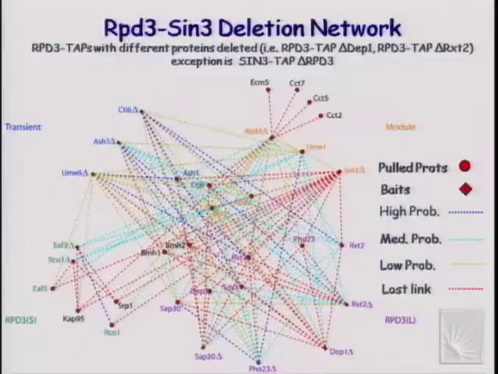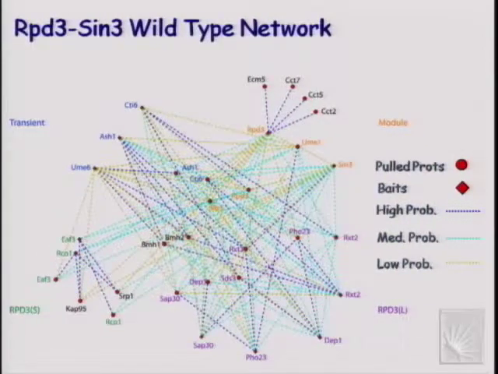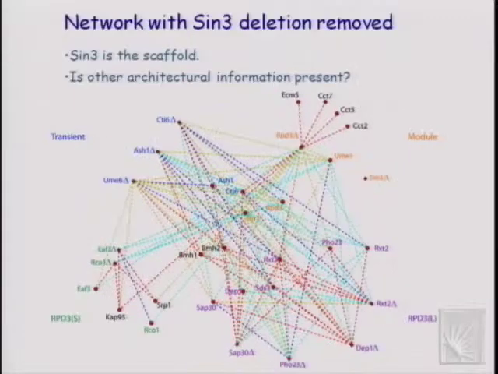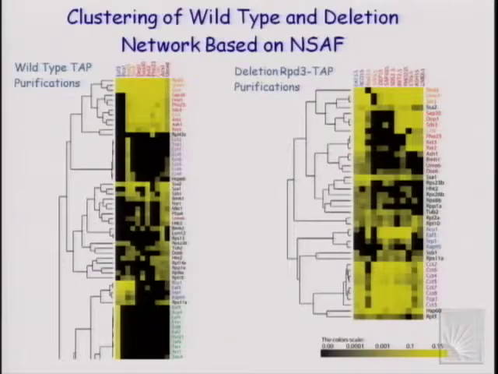In the case where SYN3 has been deleted and we're doing the RPD3 tap purification, we go from having color to red. The complex basically falls apart, as far as we know at this point in time, where SYN3 seems pretty clear to be the scaffold. So SYN3 being the scaffold, but is there other architectural information present?